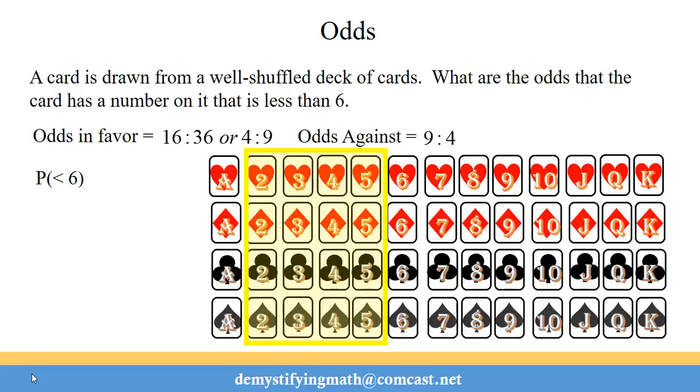Let's get back to our probability. Probability that it's less than 6 would be the number of favorable divided by the total. So we're adding the two numbers in the odds together. Or we could have done it with a simplified form, with 4 being favorable and 4 plus 9 being the total. So we get 4/13 as our probability.